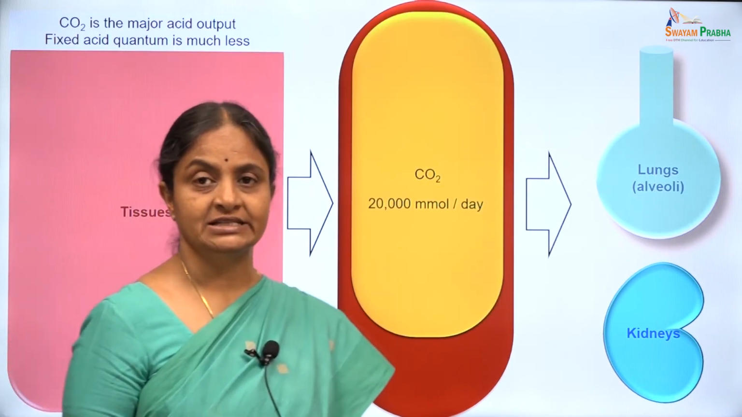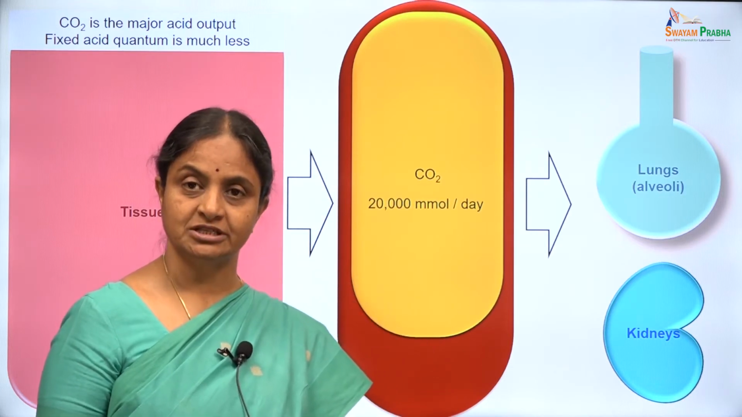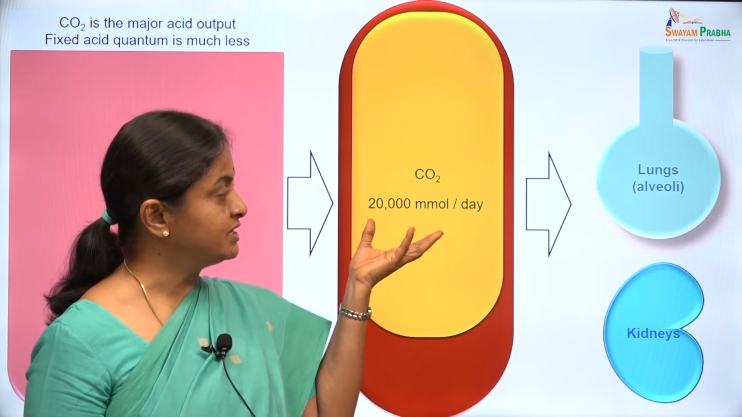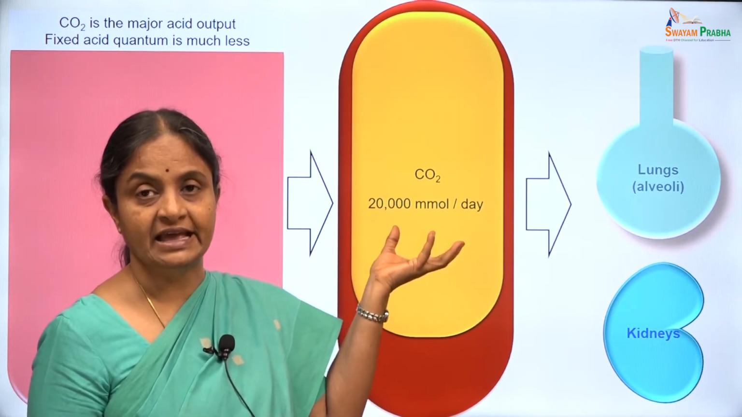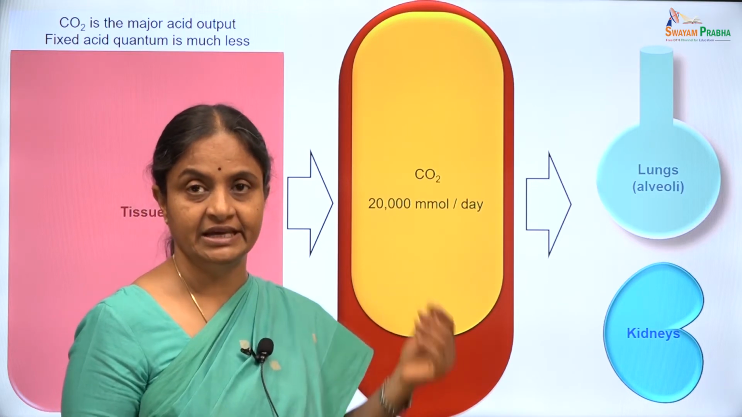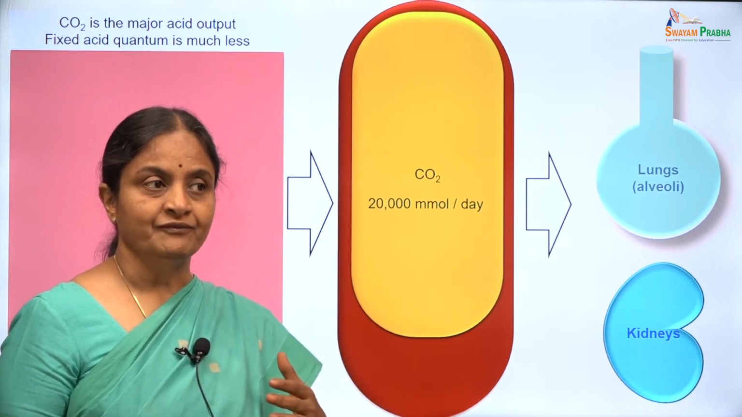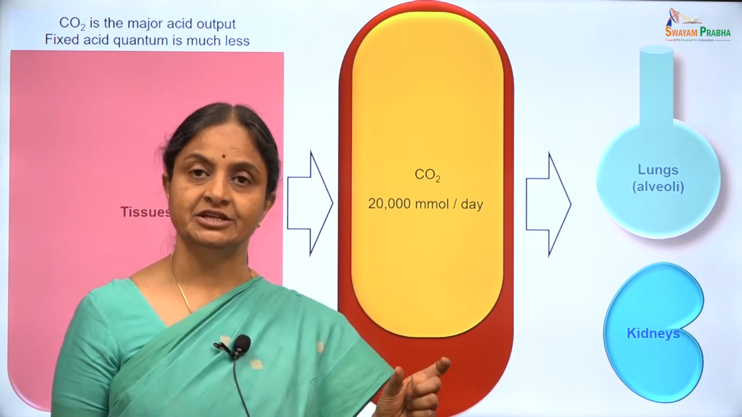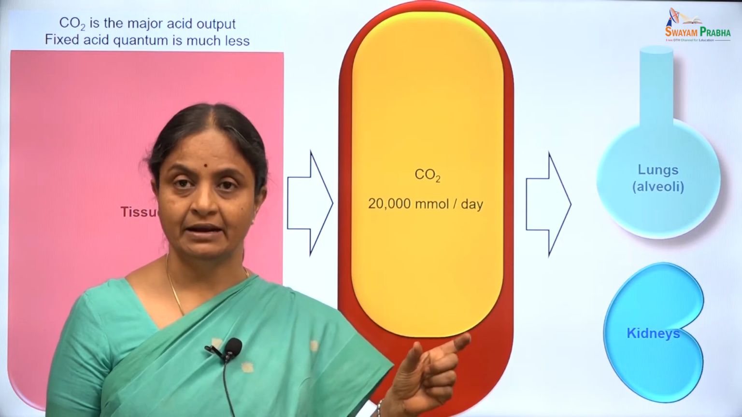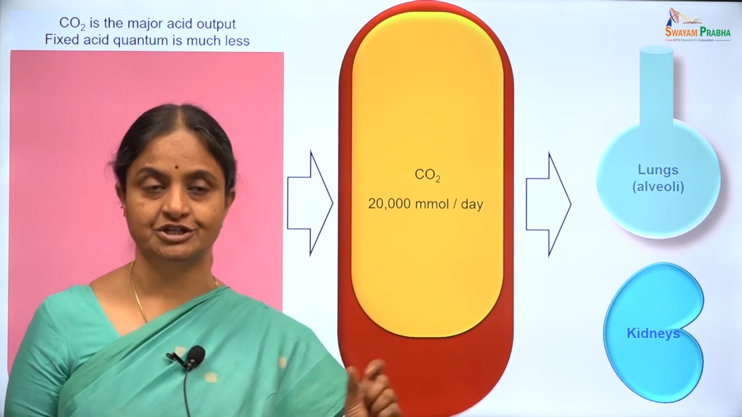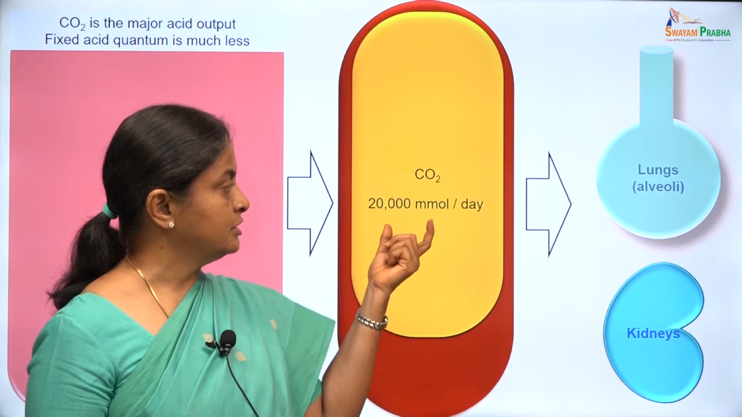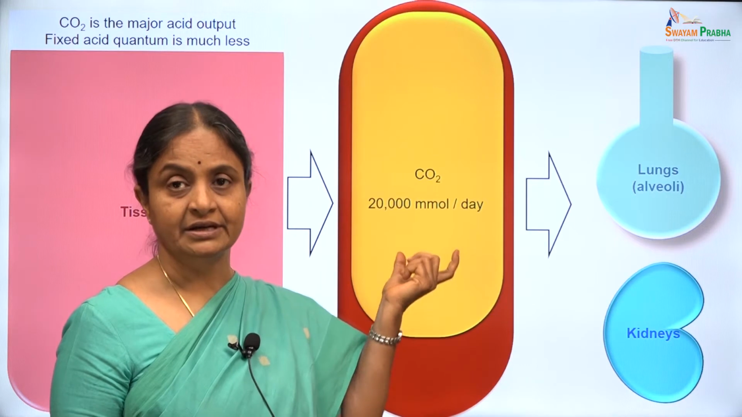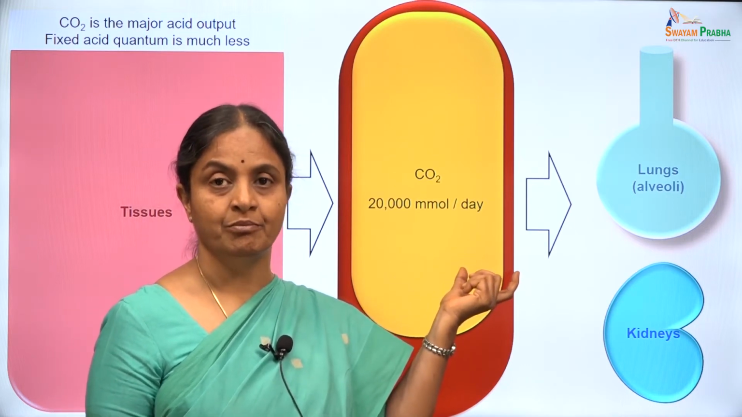What about the quantum of the acid output? The majority of the acid output due to metabolic processes in cells is in the form of carbon dioxide, and about 20,000 millimoles of carbon dioxide enter blood circulation every day. If we considered per kilogram carbon dioxide output for a 70 kg adult male, that is the reference human being for physiology, this would translate to 300 millimoles per kilogram body weight per day.